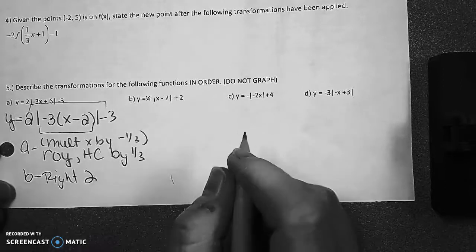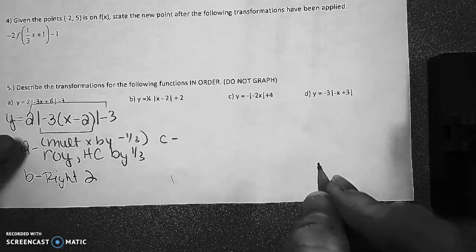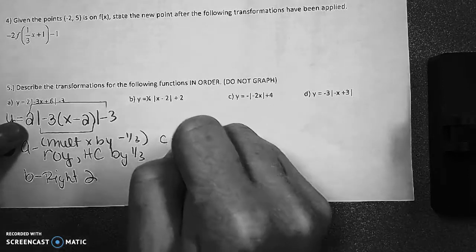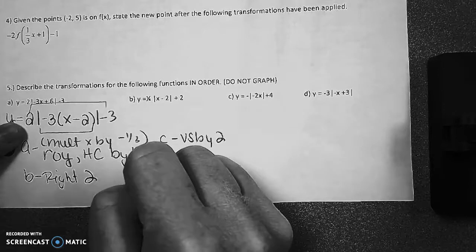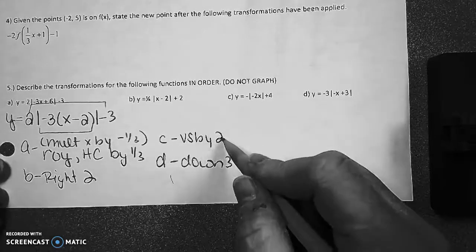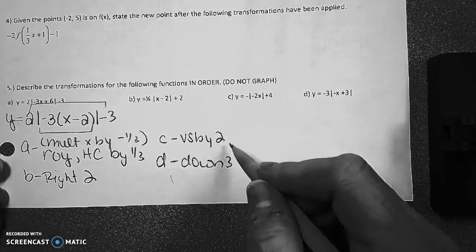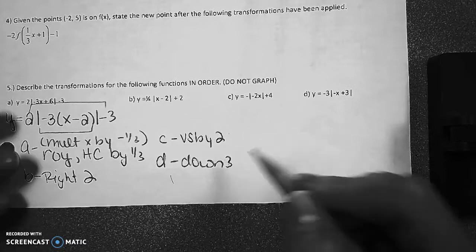And then on the outside, we have your y movements. So I'm going to be multiplying my y by 2. So that's a vertical stretch by 2. And then d would be down 3. And again, those have to come in this particular order because you're multiplying your y's and subtracting your y's.